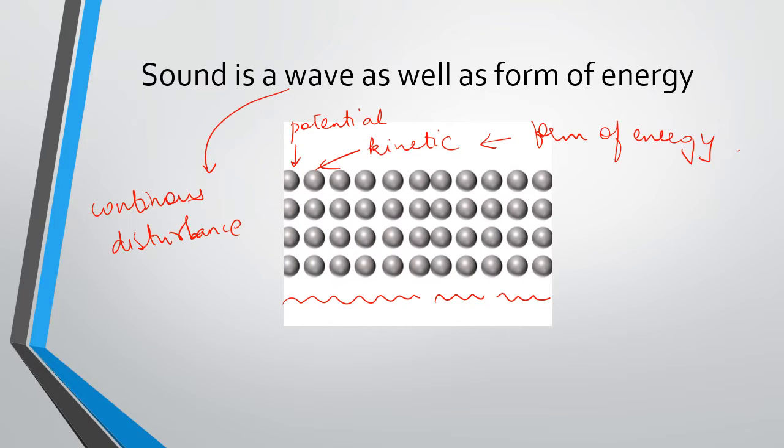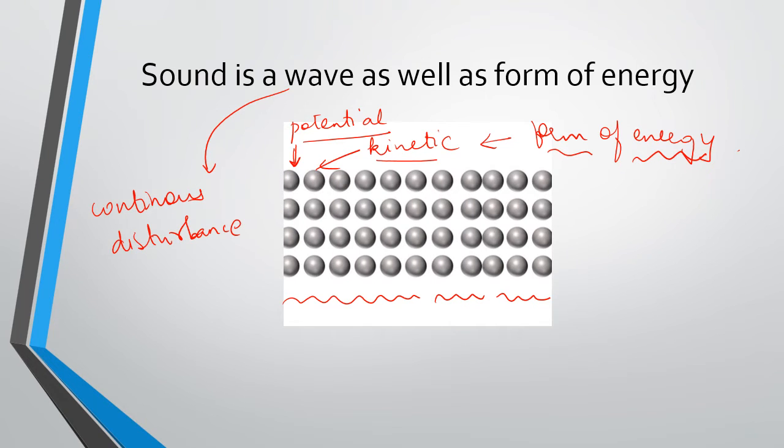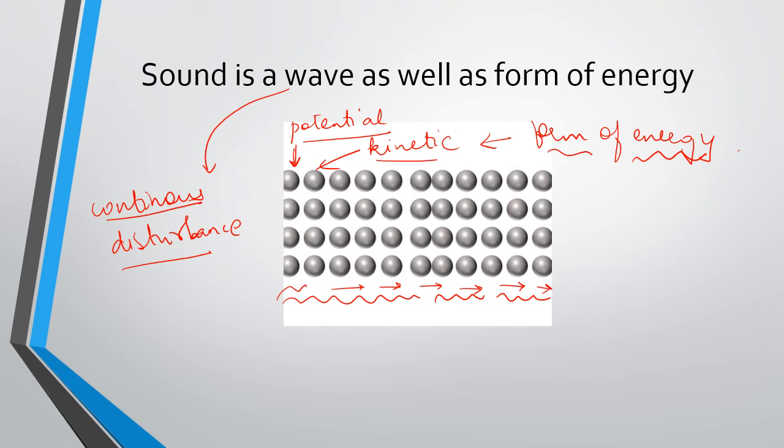So understood, children, why sound is a wave as well as a form of energy? There is a transfer of energy, that is, initially the particles are in the potential energy state, and because they are moving, they go into the kinetic energy state and again into the potential energy state. So that is why sound waves are called a form of energy. And why are they called waves? Because there is a continuous disturbance which keeps on occurring in the particles, and a wave-like pattern occurs.